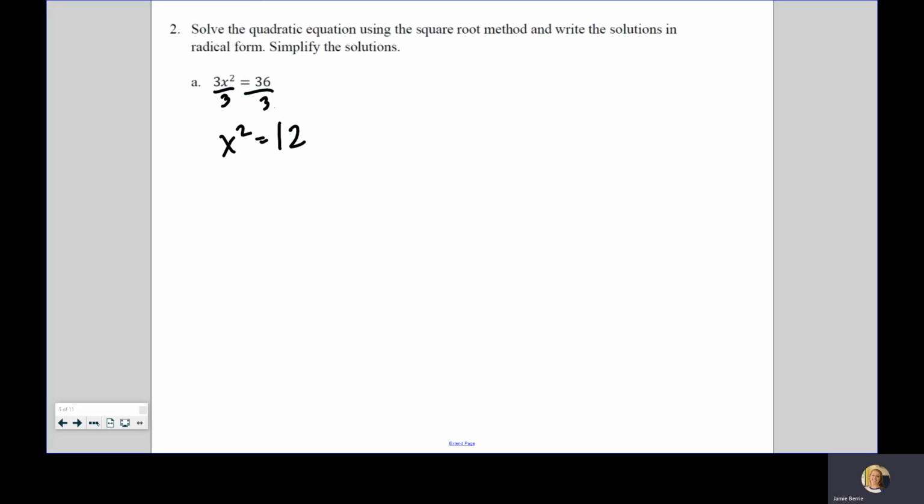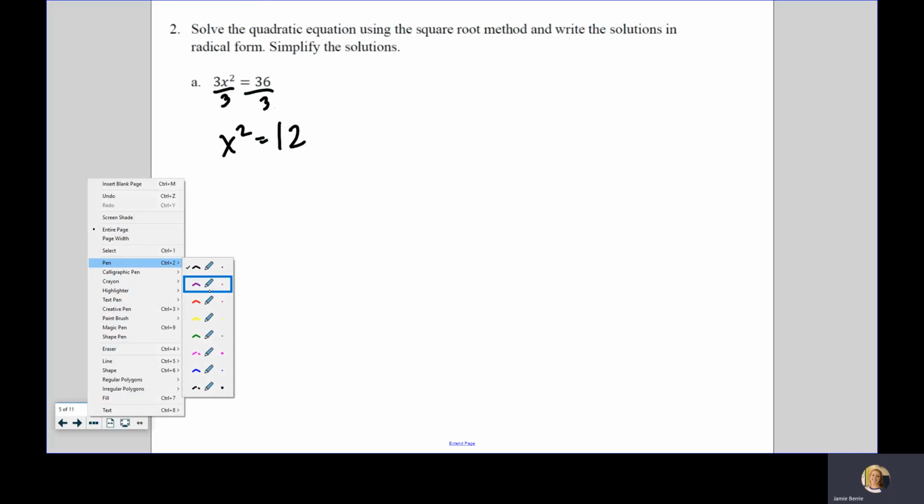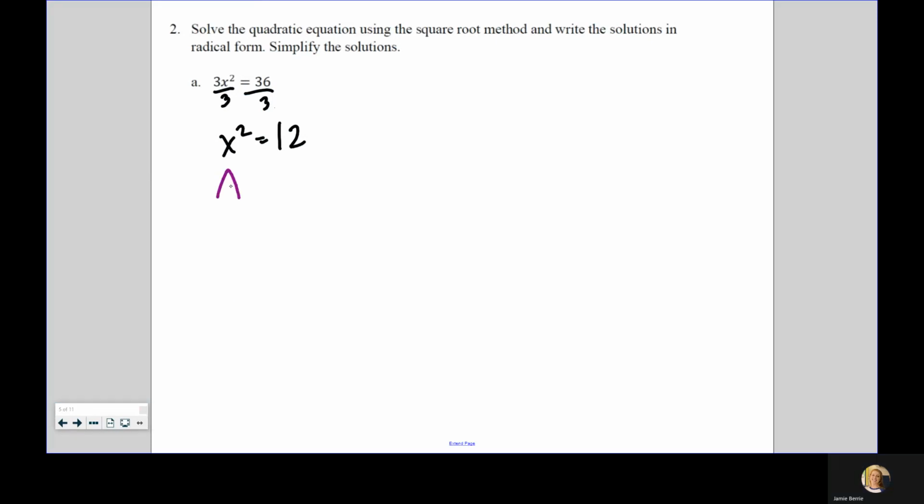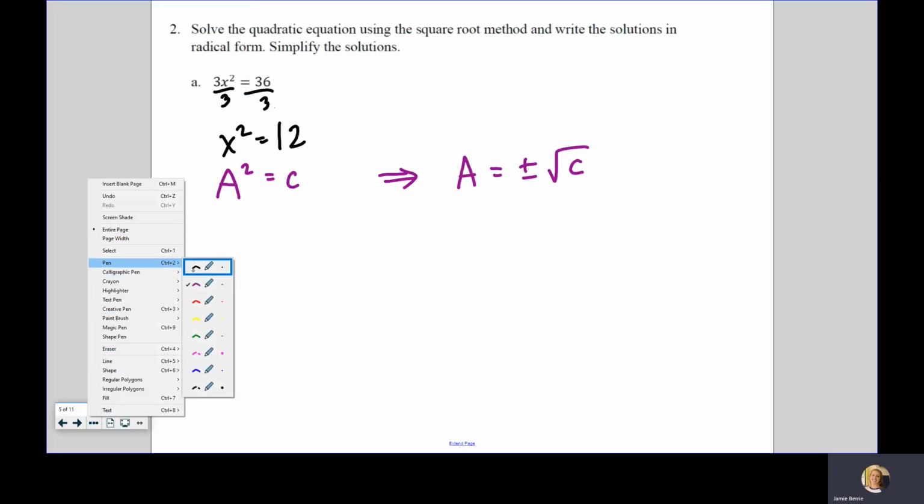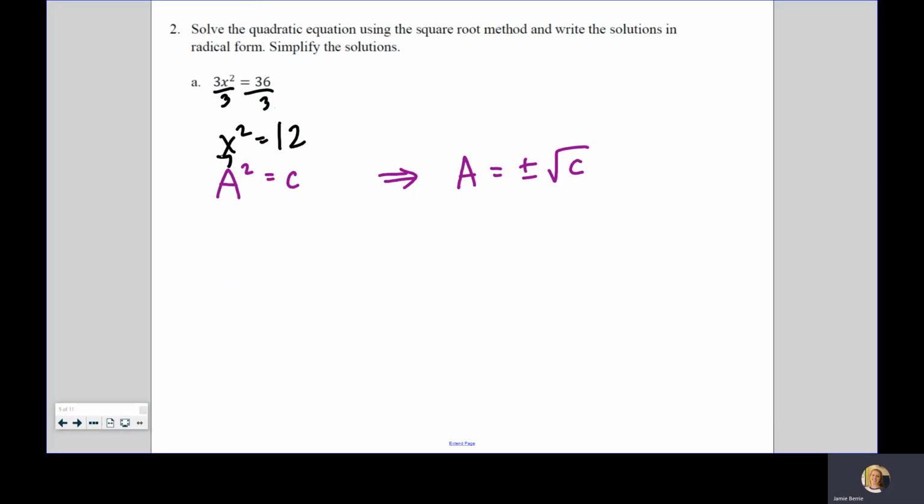All right, so remember our rule. I'm going to write it out this first time, but after this we'll skip right in this part. So it says if a squared is equal to c, that implies that a must be equal to plus or minus the square root of c. Ow, hit my foot. All right, so here in our example, we can see that a matches up with x, c matches up with 12. So plugging it into our formula, we have x is equal to plus or minus the square root of 12.